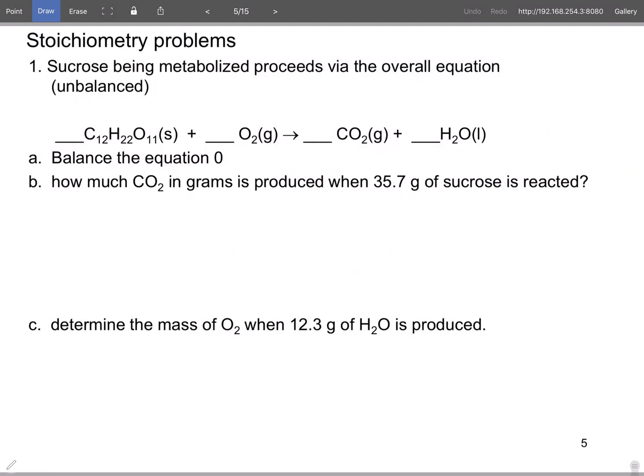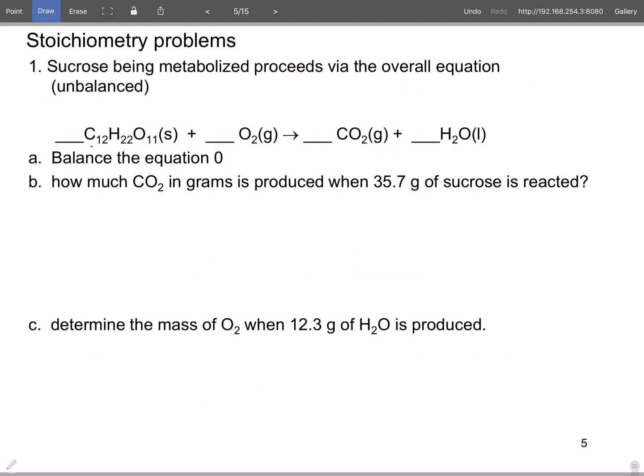All right, so first things first, here we go. We're going to do the first stoichiometry problem. This is sucrose being metabolized according to this reaction. So the first thing we're going to do is balance this.